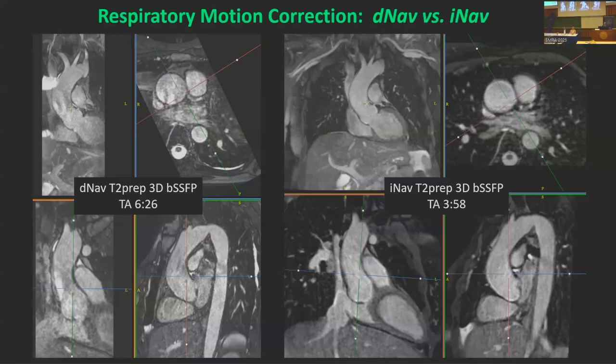And we've started using this technique, and here on the left side, you can see a result that we got with the diaphragm navigator, not very pretty. Took over 6 minutes of scan time and had a lot of artifacts. And on the right, in about half the time, we got a much higher image quality using the image navigator, very easy to use as well.